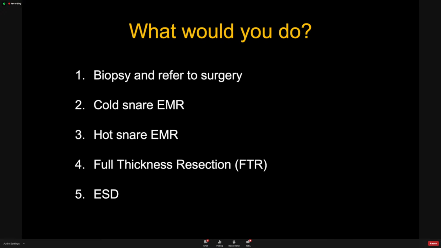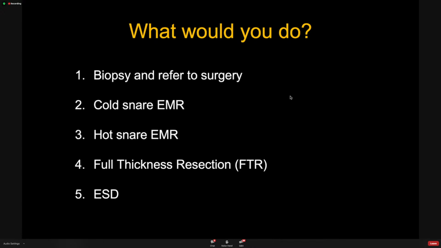Okay, so the vote results reveal ESD is 30% and the others are at a similar rate. Cold snare EMR, hot EMR, and full thickness resection were each chosen 24%. Okay, what would you and Professor Sano do? What are your thoughts on this case?